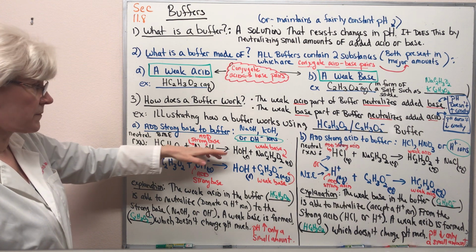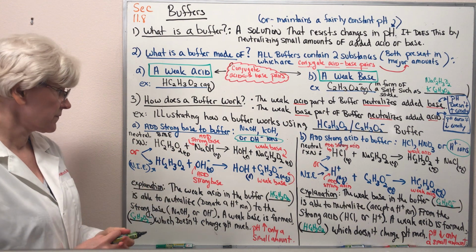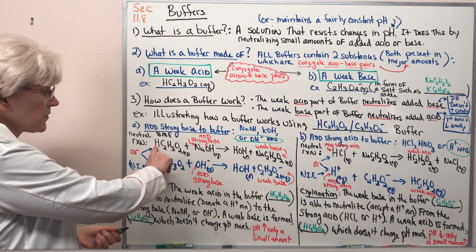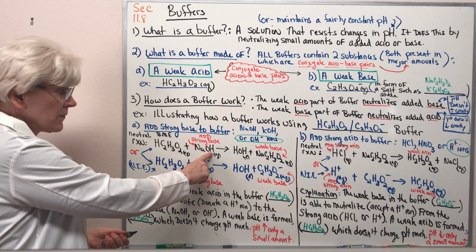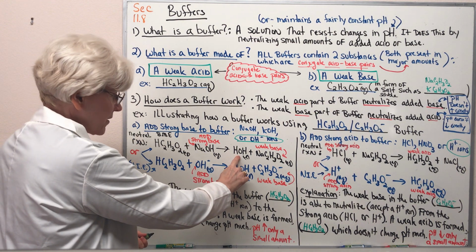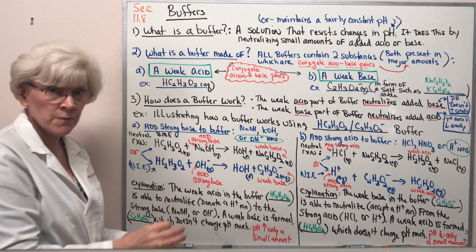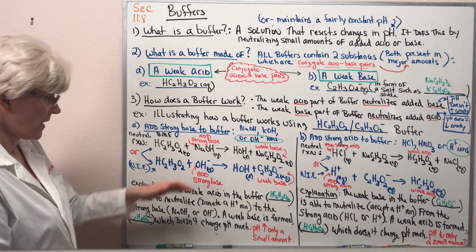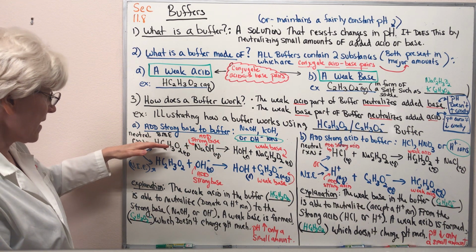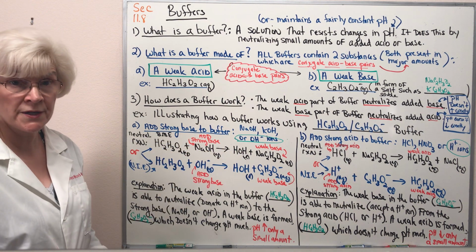You add a strong base, such as sodium hydroxide, and a double replacement neutralization reaction happens. The hydrogen ion from the weak acid, acetic acid, combines with the hydroxide from the base, and you form water, and the sodium ion and the acetate ion form sodium acetate. So we have neutralized the hydroxide by the hydrogen ion from the acetic acid combining with it to form water.